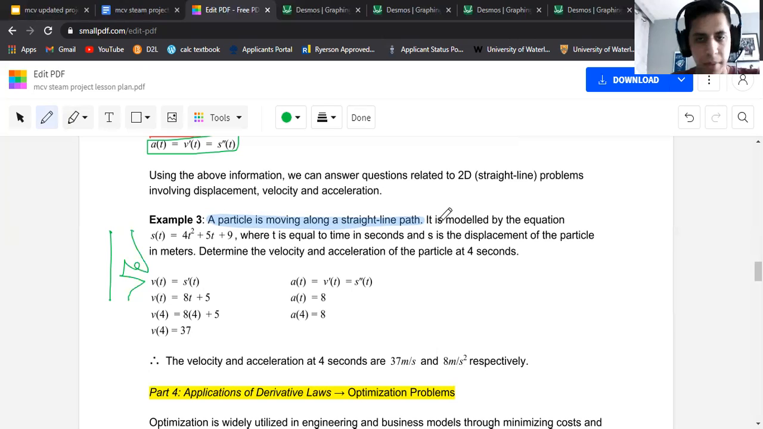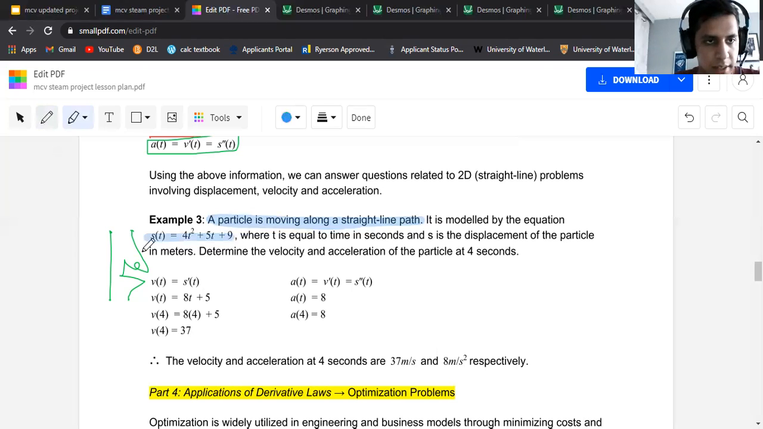So it is modeled by the equation S of t is equal to that function right there, where t is equal to the time in seconds and s is the displacement of the particle. That should be S of t. S of t is the displacement of the particle in meters. Determine the velocity and acceleration of the particle at 4 seconds.